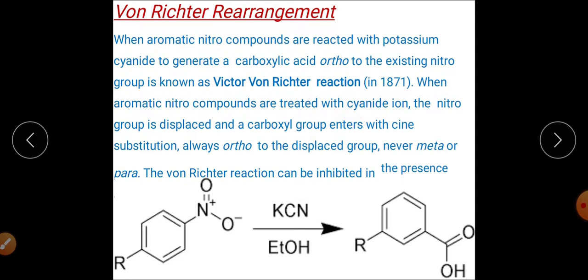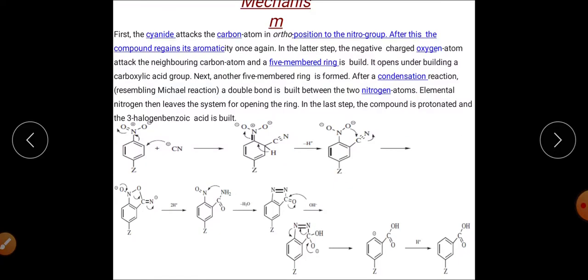What will be the mechanism of this reaction? This is a particular aromatic nitro compound and it will react with KCN in ethanolic solution and get converted into this particular product. This is your NO2 group, it is positioned here, and the carboxylic acid group will attach itself to this position. So this is the case of cine substitution. When we see the mechanism of this reaction, it will proceed in a nucleophilic substitution manner.